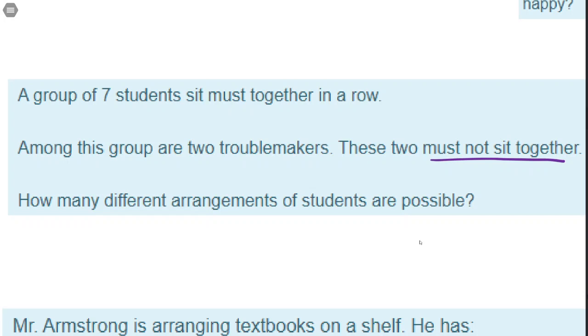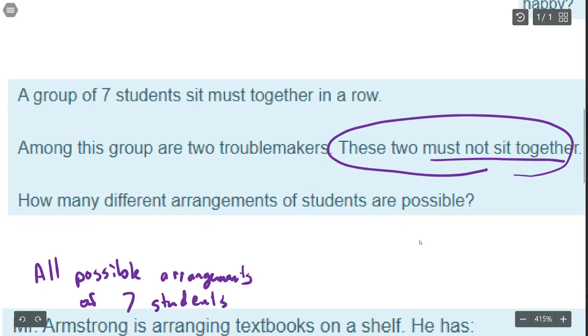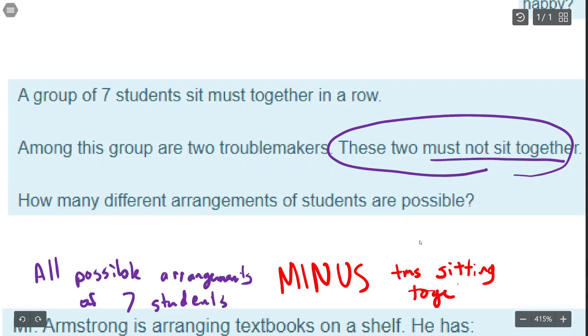The easier way is instead of figuring out how they don't sit together, what we're going to do is take all options, so all possible arrangements of the 7 students, minus, like take away, the ones that we don't want. We don't want them sitting together. Let's call the troublemakers the TMs. TMs sitting together. And then that's how we can solve this directly. So all possibilities for 7 students is just 7 factorial.